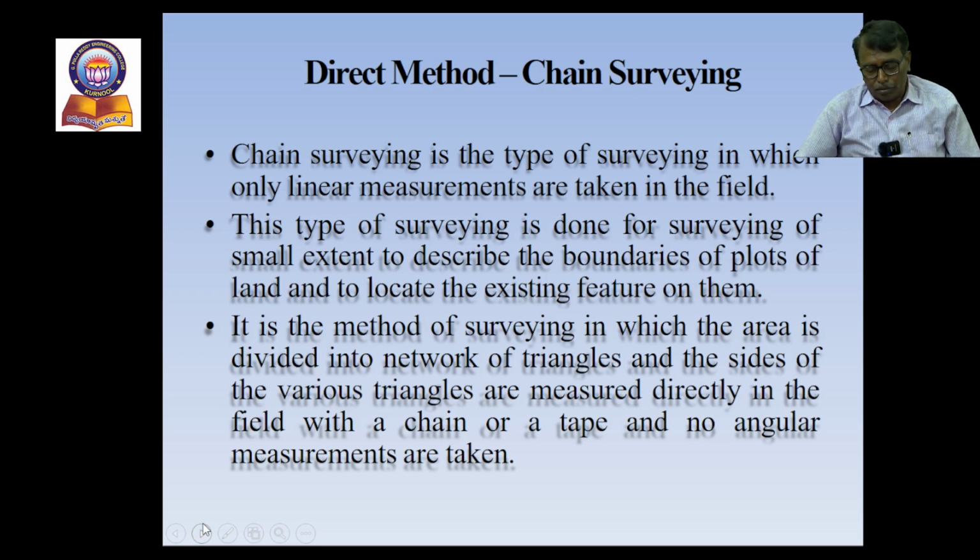Next, coming in detail about the direct method, that is chain surveying. Chain surveying is the type of surveying in which only linear measurements are taken in the field. This type of surveying is done for a small extent, to describe the boundaries of plots of land and to locate the existing features on them. In this method, the area is divided into a network of triangles, and the sides of the various triangles are measured directly in the field with a chain or a tape, and no angular measurements are taken.